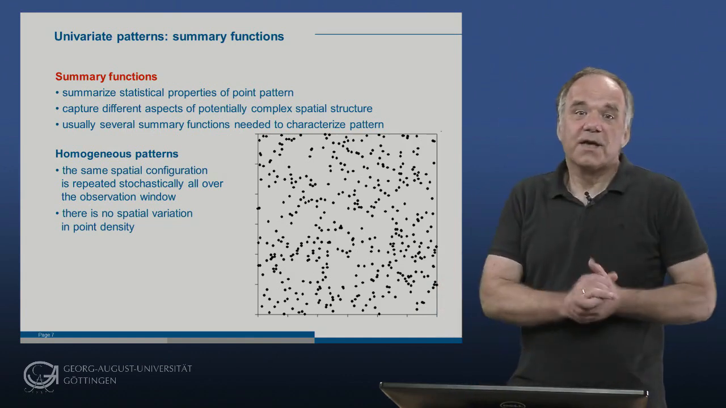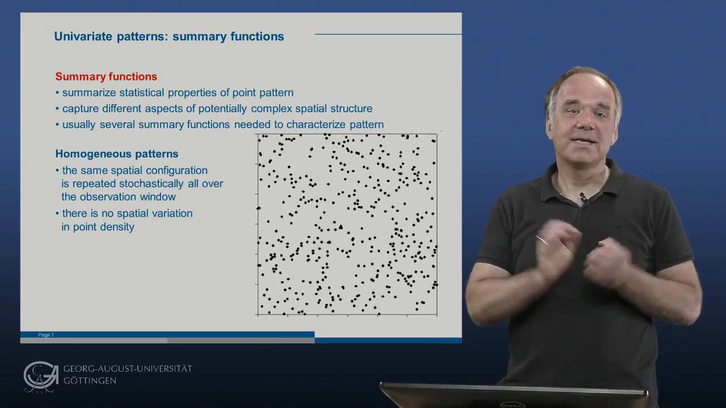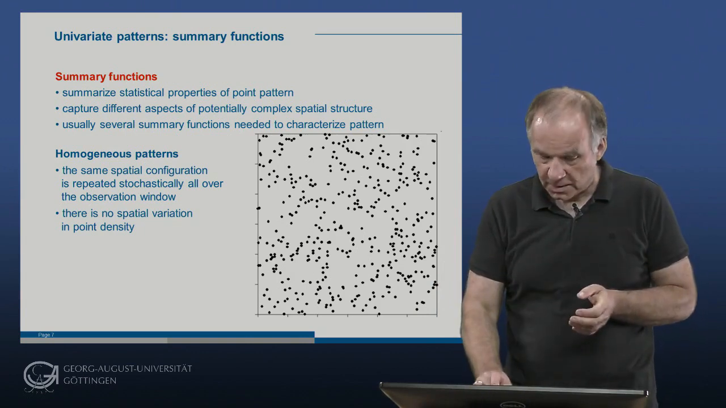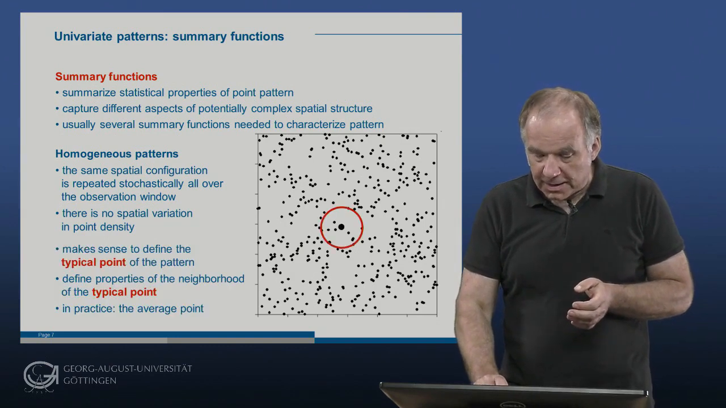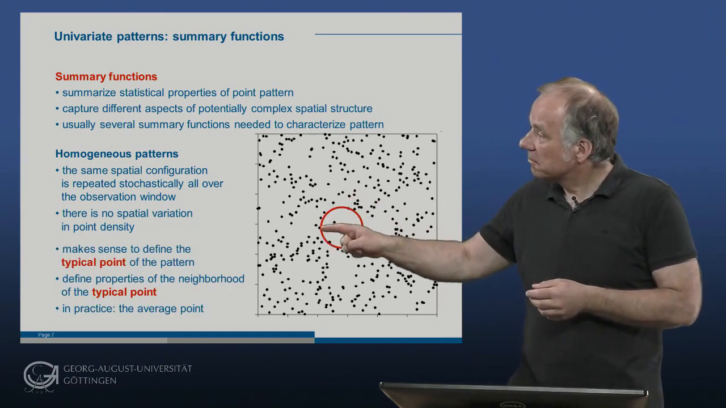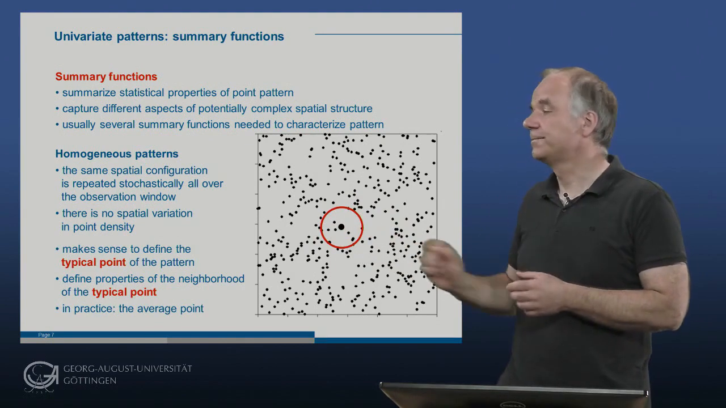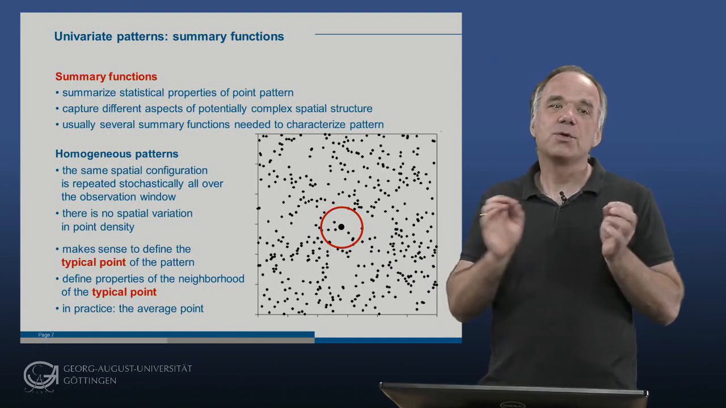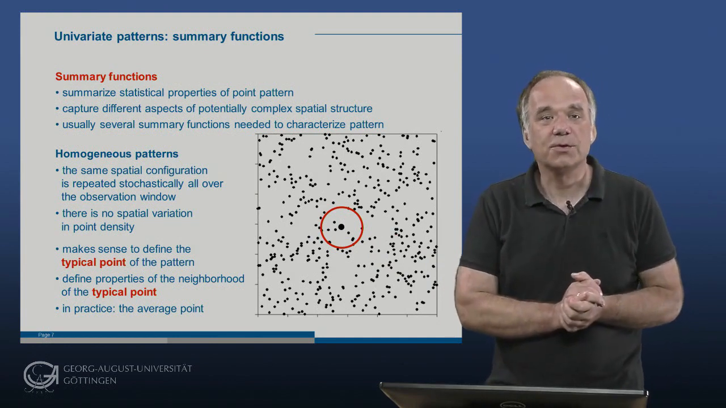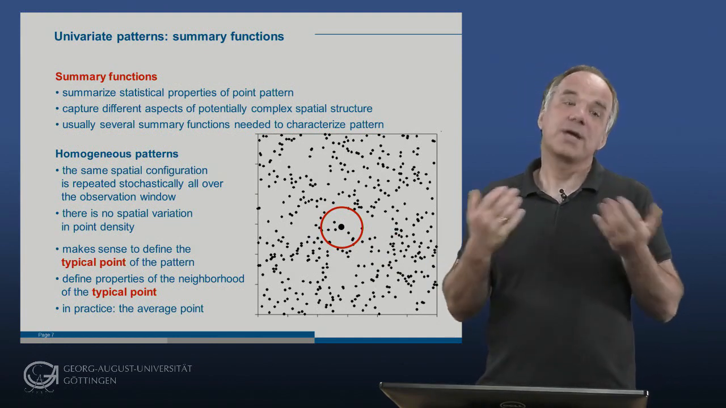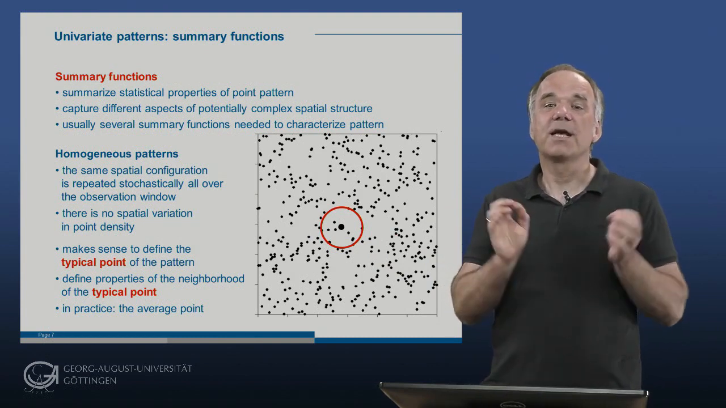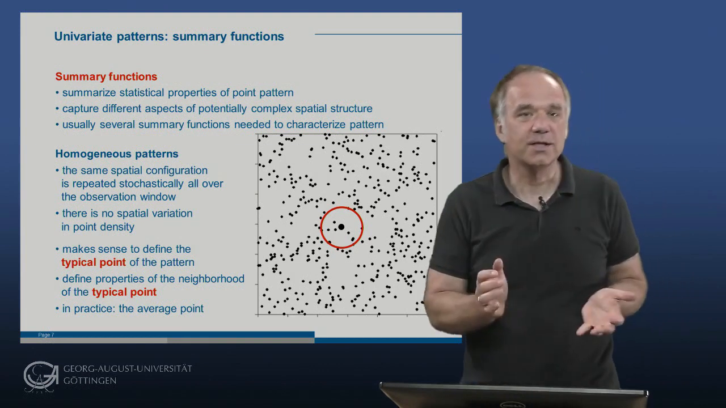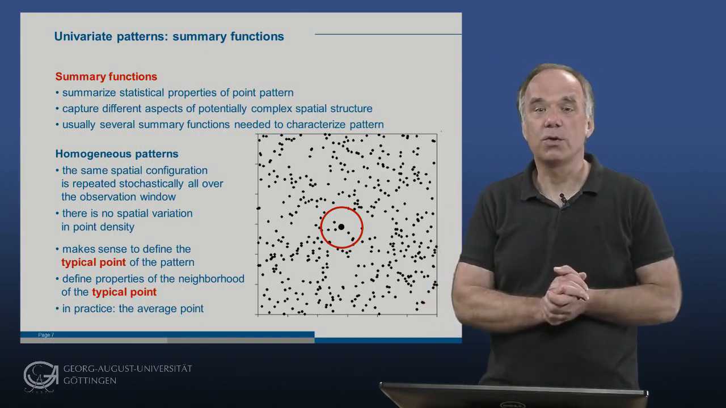Anyway, if we have a homogeneous pattern, it makes sense to define something called a typical point. And this is now the typical point of the pattern. Then we try to characterize the pattern by looking at the properties of the neighborhood of the typical point. In practice, however, this will be the average point, and we estimate the neighborhood properties for each point and then average over all points in the pattern.